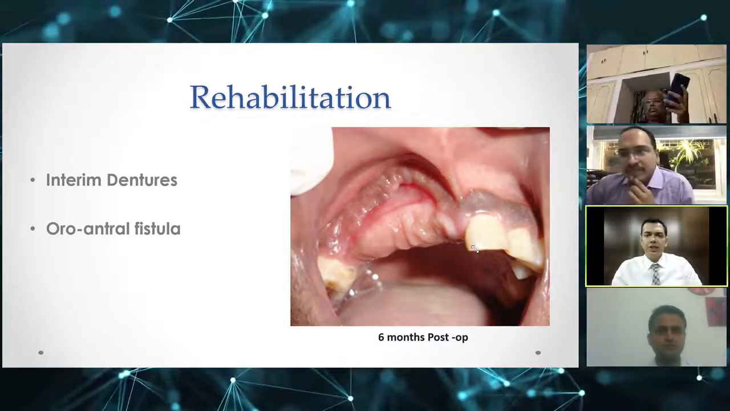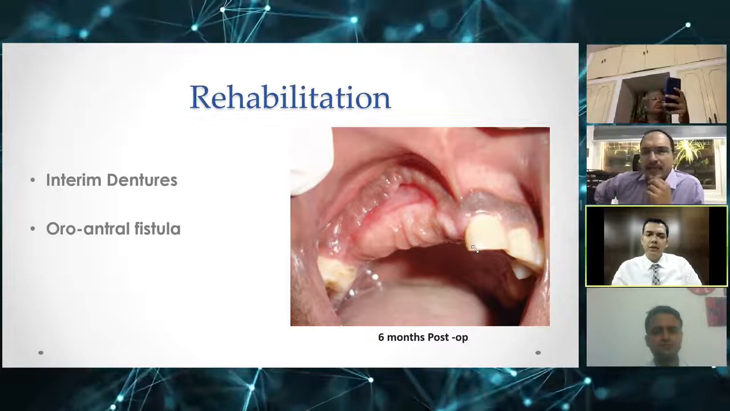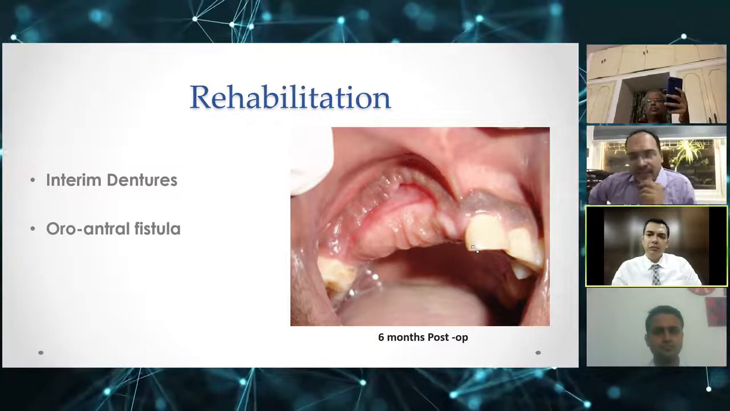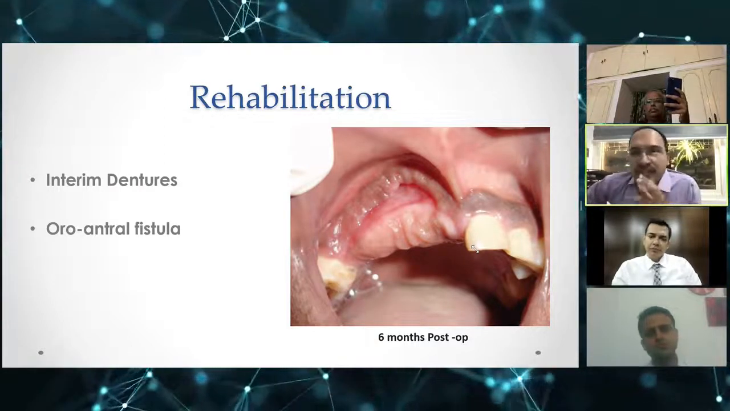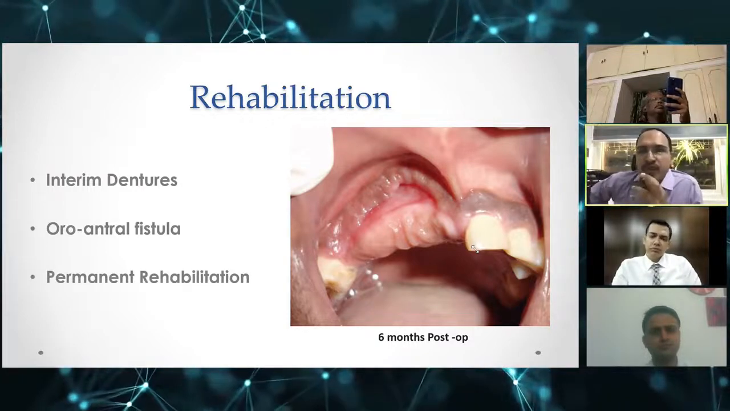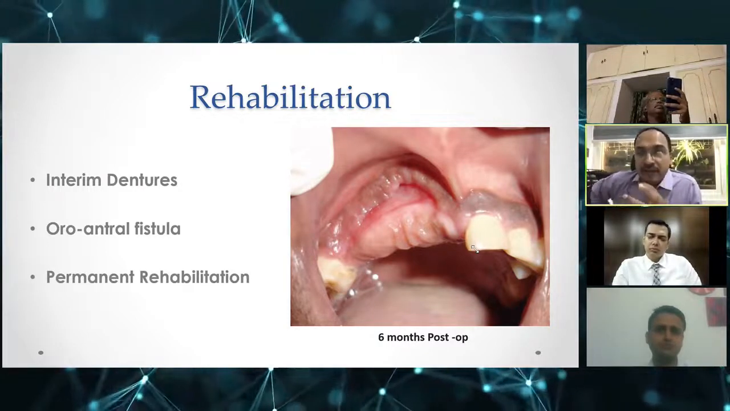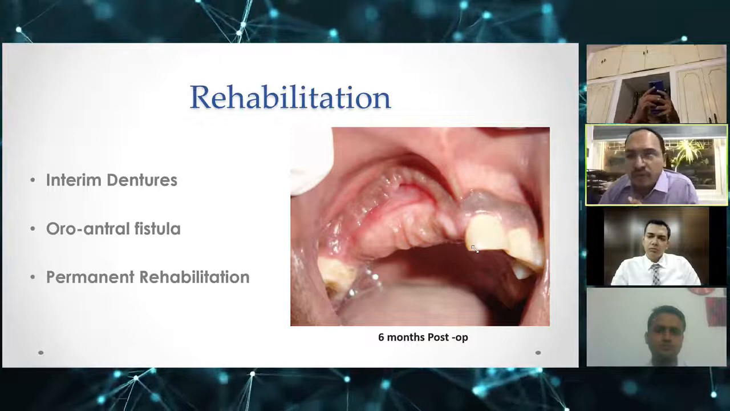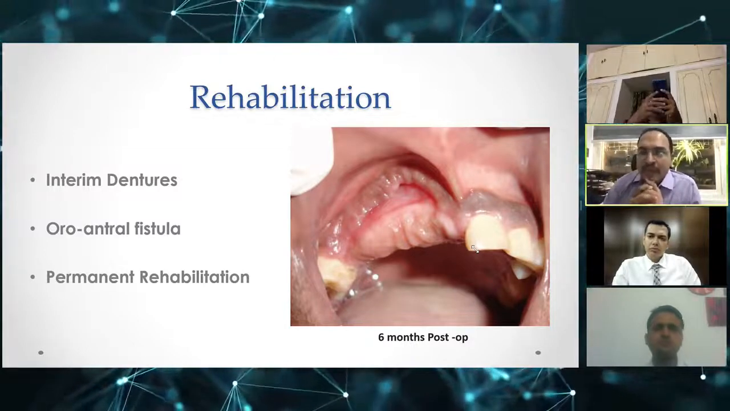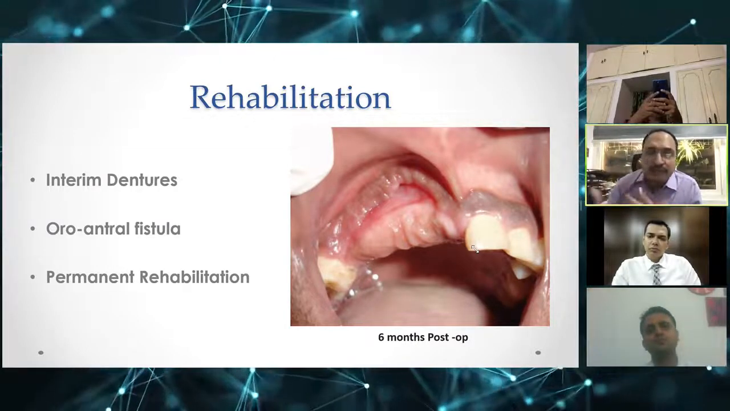Perfect. Would your approach change if there is a frank oroantral fistula there? Yeah, if the oroantral fistula is there, the approach towards the type of procedure we are going to do will change. Case to case, it differs.